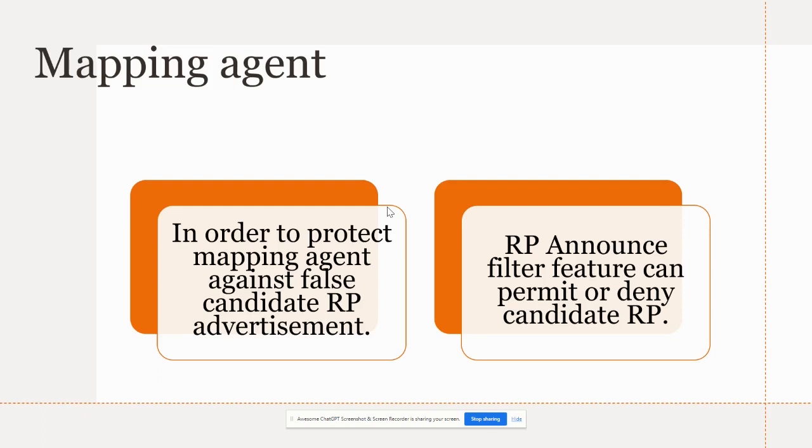I'm going to talk about mapping agent security. In order to protect the mapping agent against false candidate RP advertisements, we have to use the RP announce filter feature. This feature will either permit or deny the false candidate RP advertisement, so it protects the mapping agent against false advertisements of candidate RPs.